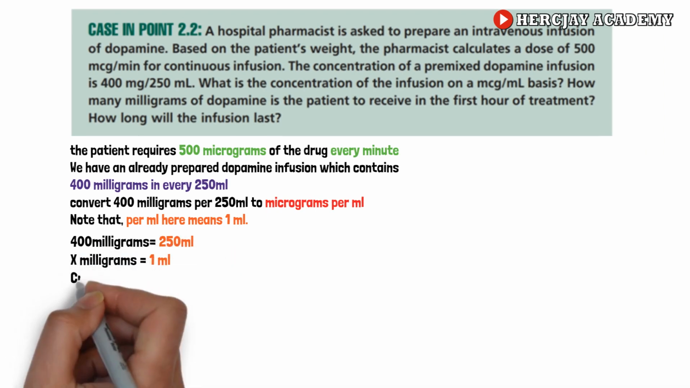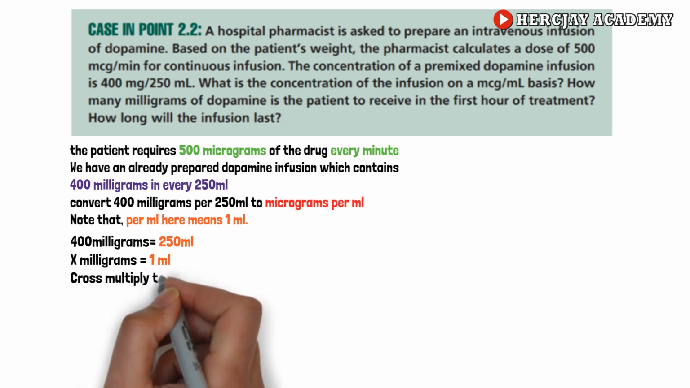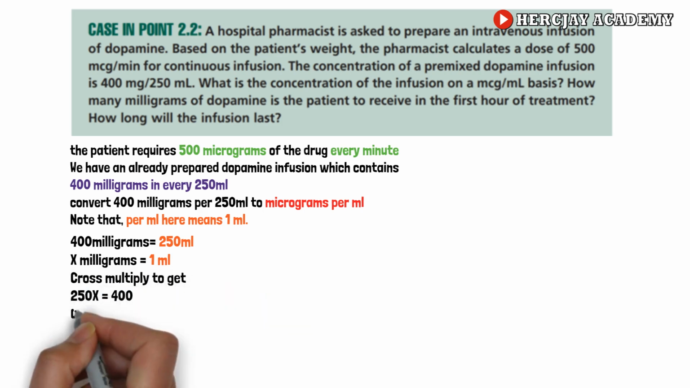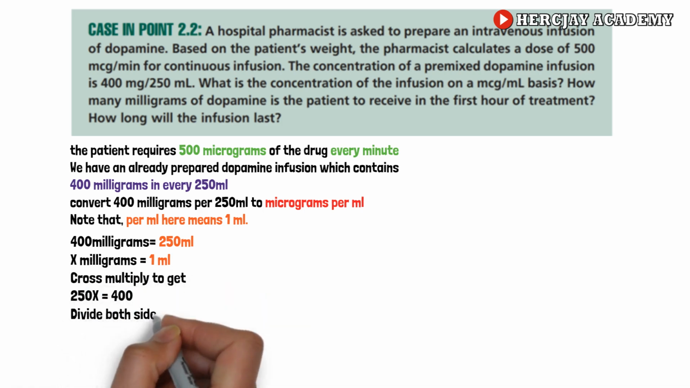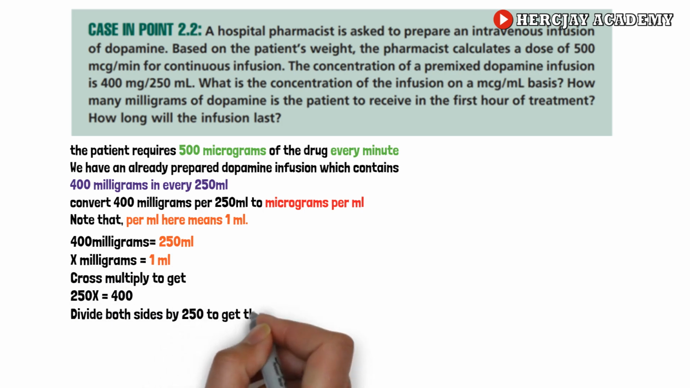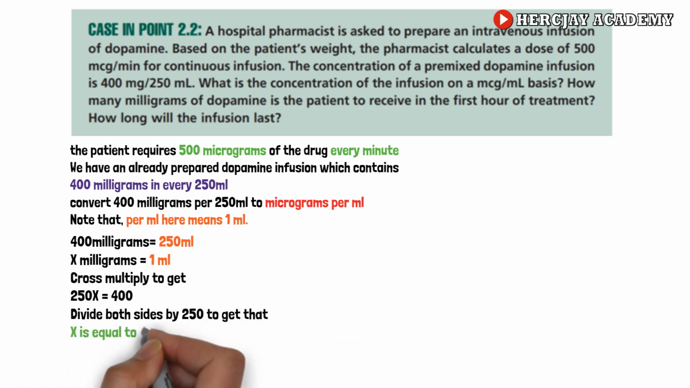400 milligrams is in 250 ml. X milligrams is in 1 ml. Cross multiply to get 250x equal to 400. Divide both sides by 250 to get that x is equal to 1.6 milligrams.